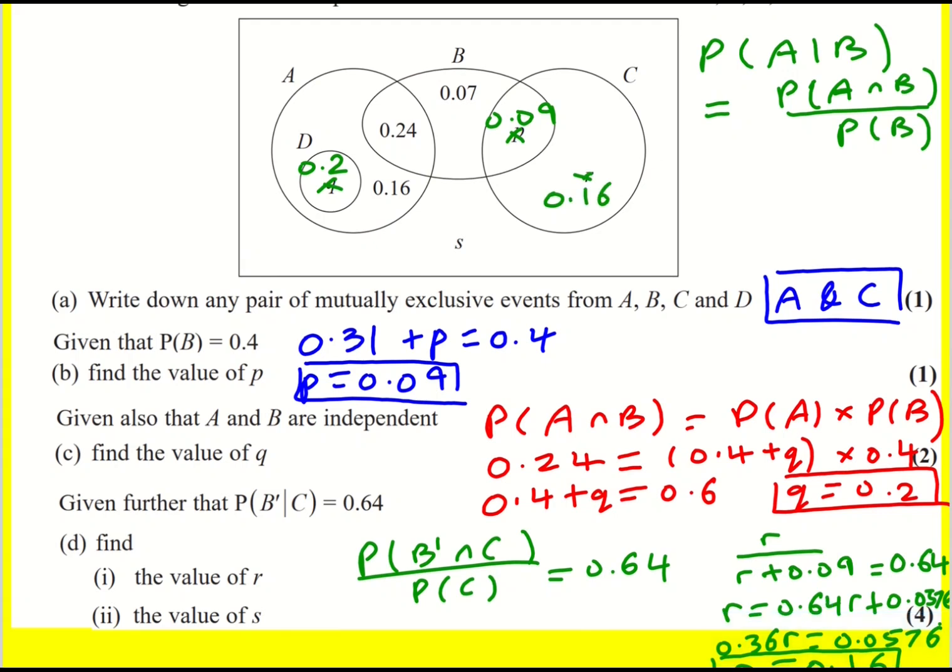And finally, for S, well, we know that the sum of all the probabilities in the Venn diagram must be equal to 1. So if you just add them all up apart from S, and minus from 1, you will manage to get S, and it ends up being 0.08. Great.